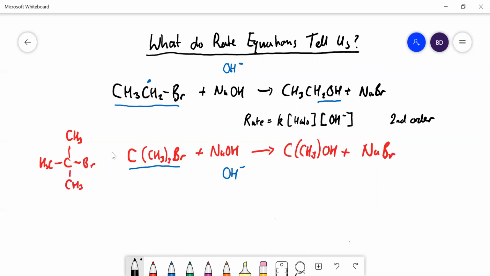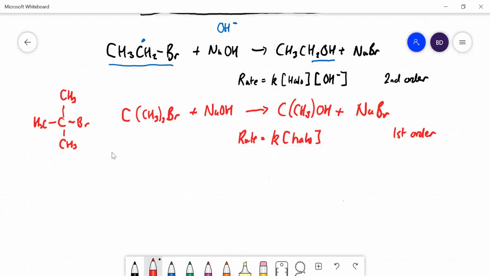Whereas this one, if you look at the rate equation for this, you do the experiments and find out, you find out that in this case, rate is equal to the concentration of the haloalkane to the power of 1, and 0 order with respect to OH minus. So it doesn't matter if you change the OH minus concentration, it has no effect on rate. Of course, we normally leave that off. So this one would be first order overall.